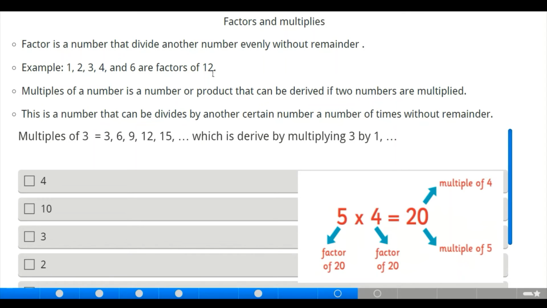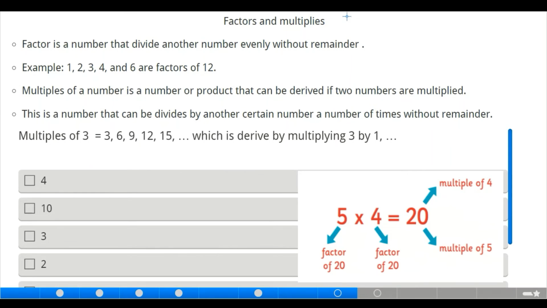So what we look at is what values actually go into 12 without a remainder. If 12 is divided by 1, what will it give us? It will give us 12. So 1 is actually a factor of 12. And let's look at the other numbers as well that are factors of 12. Okay, quickly we are going to be doing that.